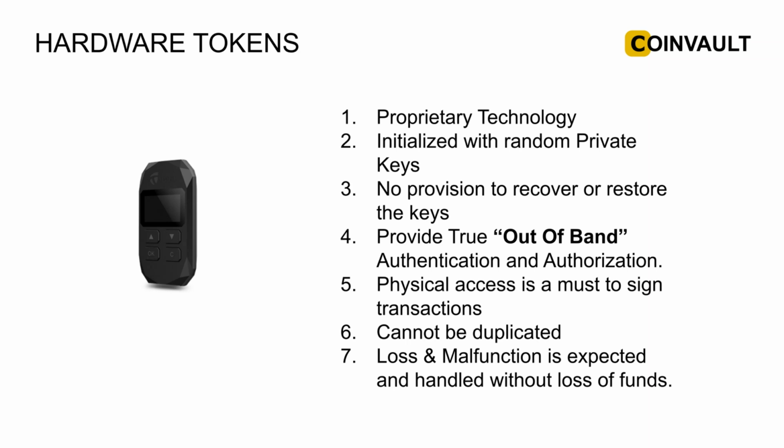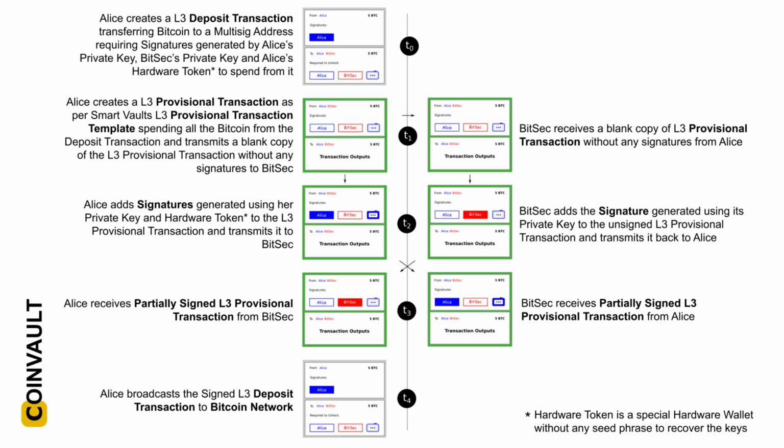You either have your hardware token or you don't. Physical access is required to sign transactions using these devices, and no information leak can compromise this protection. Over and above that, loss and failure of hardware tokens is already accounted for in Smart Vault's protocol, and does not lead to loss of funds in any way. Let us now understand this fortified version of hybrid custody using Smart Vaults. The setup process is very similar, except that the deposit and provisional transactions have been extended to accommodate hardware token-generated signatures, for added safety and security.